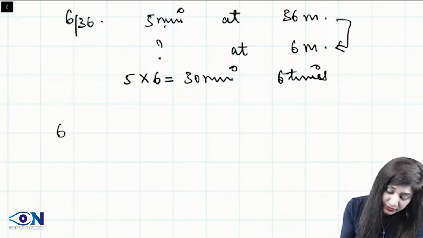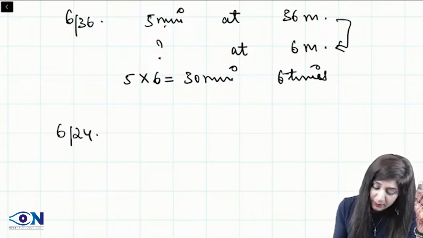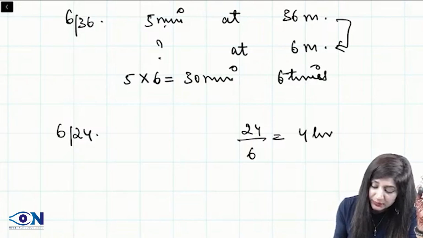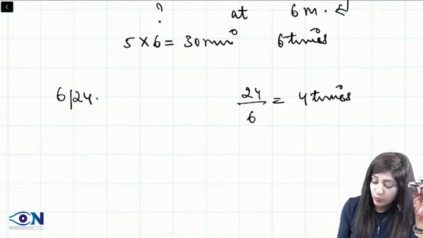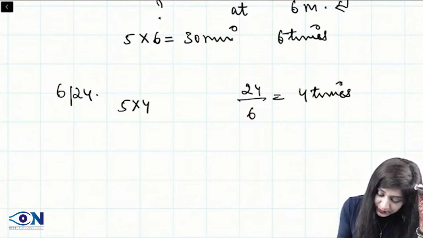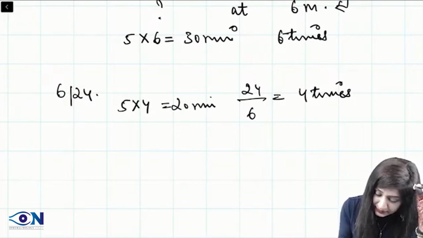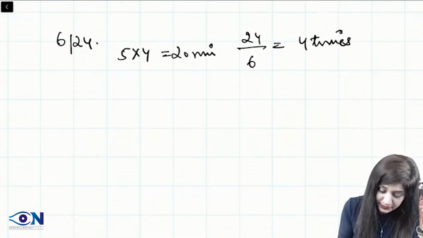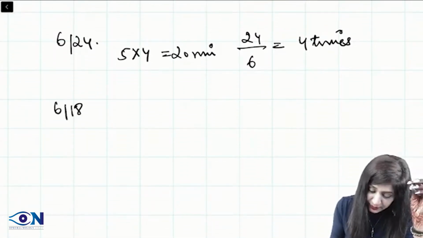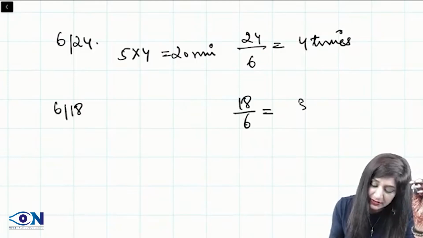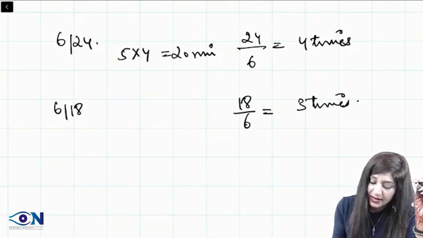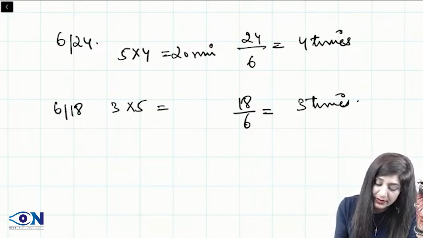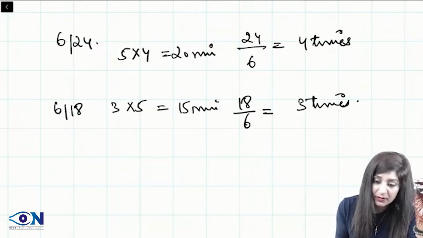Similarly, we can do it for 6 by 24 also, because here we are going from 24 to 6. So this is 4 times, because we are going closer by 4 times. So 5 into 4, this will give me 20 minutes. Then for 6 by 18, we are going 18 by 6. This is equal to 3 times. Divide by 6 and then multiply by 5. You will get 15 minutes.